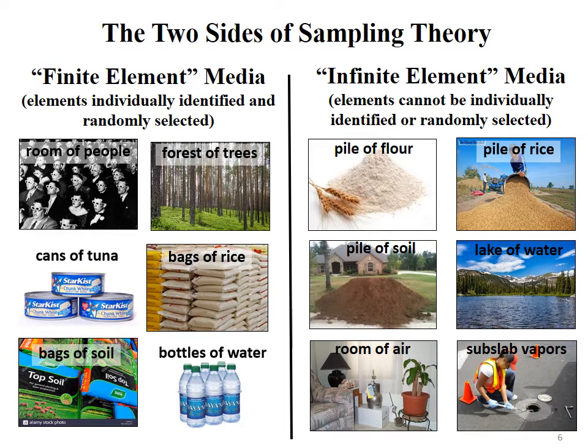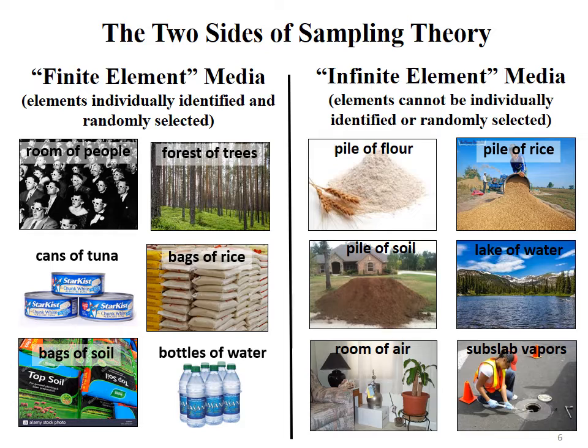So let's step back and look at what's going on here, what the potential cause of these problems are. There are actually two sides of sampling theory and two types of media that we test. The first is referred to in sampling theory as finite element media. These are elements that are individually identified and randomly selected as part of the investigations. So examples include rooms of people or a forest of trees, cans of tuna, bags of rice, bags of soil, bottles of water, where if you were going to run some test on these types of media, you would select individual elements and then run the test to answer your questions in the investigation.